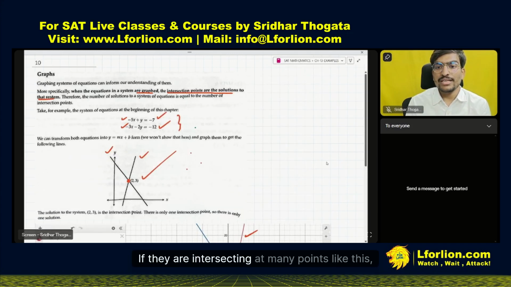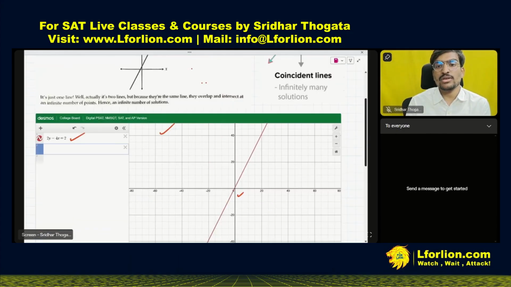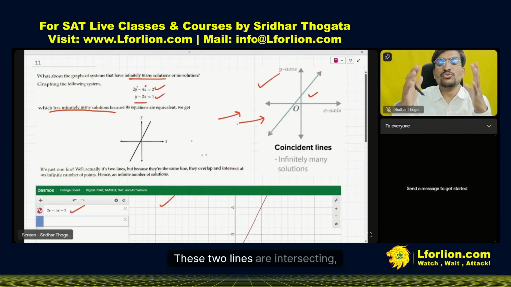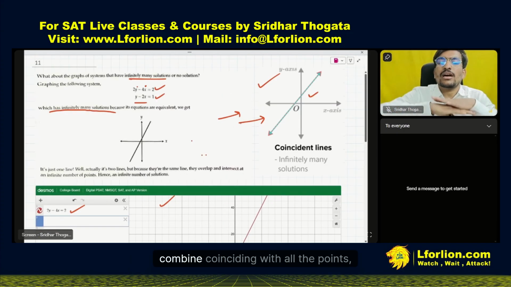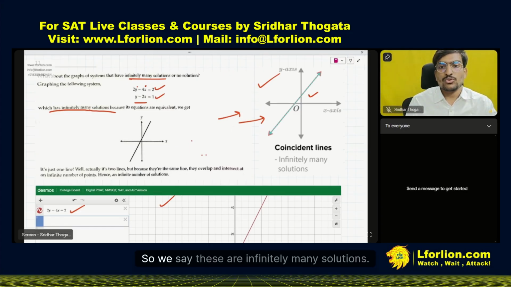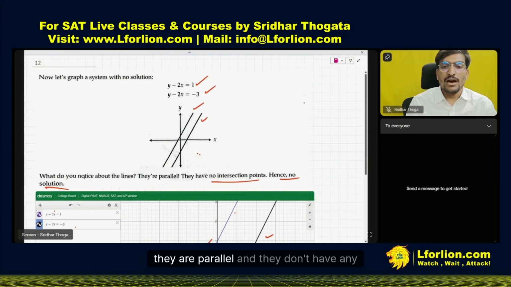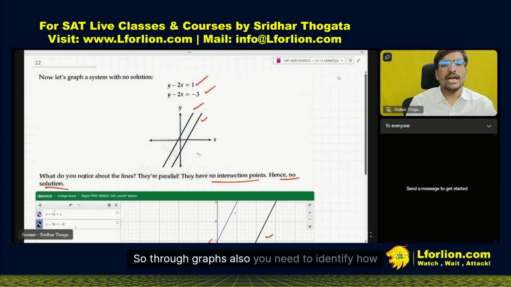If they are intersecting at many points like this, when you combine these two graphs, you get this kind of graph. These two lines are coinciding at all the points. So we say these have infinitely many solutions, and in this one, they are not intersecting at any point. You can see both lines are parallel and they don't have any solution. So through graphs also, you need to identify how many solutions there are.